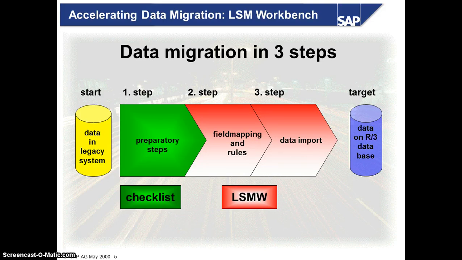So field mapping and rules and data import are done in the LSMW, Legacy System Migration Workbench. So this is what we are going to do here. Okay, step 2, step 3. We are going to do some configuration, or some steps we are going to follow, with which when we execute this LSMW, the data is going to be loaded from this legacy system to our R3 system. This is the logic that we have.